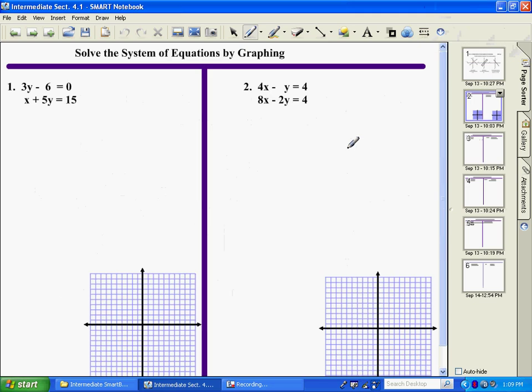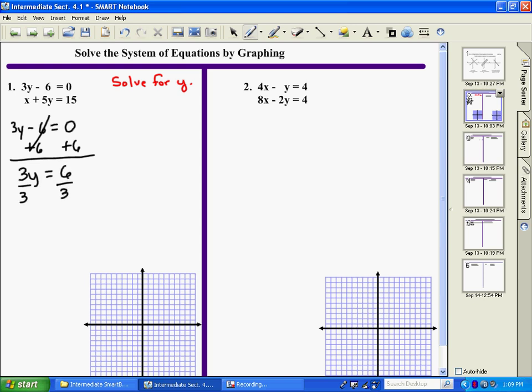The first method we're going to use is solve by graphing. For all solve by graphing, I'm going to tell you to solve each of these for y before you begin, so that we can use slope-intercept form to graph. So if I take my first equation, 3y minus 6 equals 0, and I solve this for y, y equals 6, and then we want to divide both sides by 3, and y equals 2.